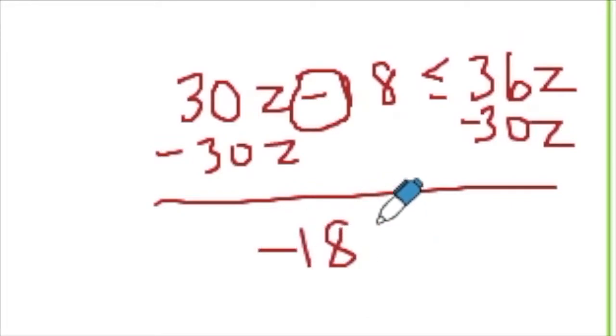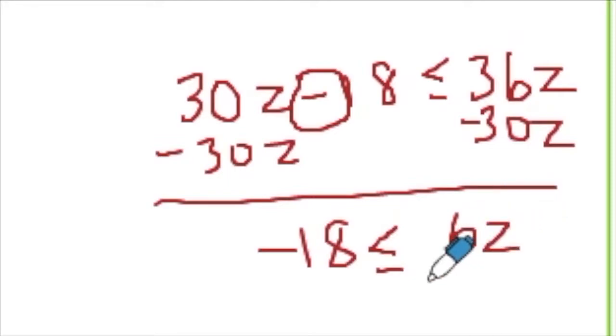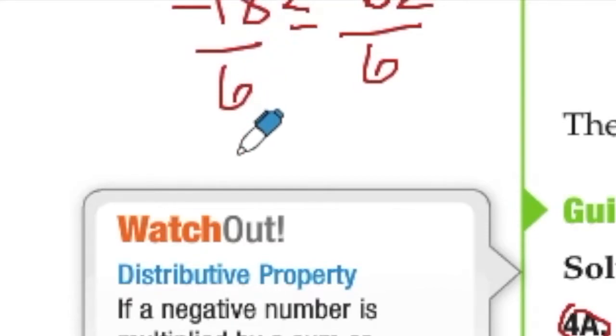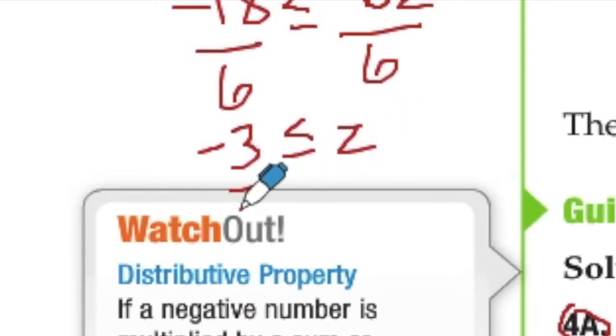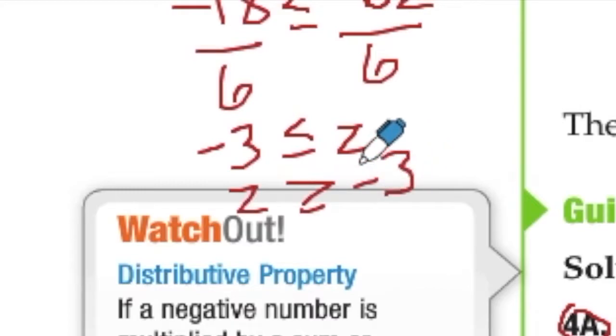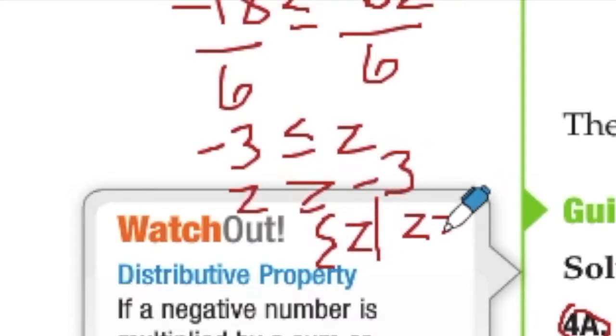So negative 18 is less than or equal to 6z. When I divide both sides by 6, I am left with negative 3 is less than or equal to z, or I can rewrite that as z is greater than or equal to negative 3. In solution set notation, that would be braces z such that z is greater than or equal to negative 3.